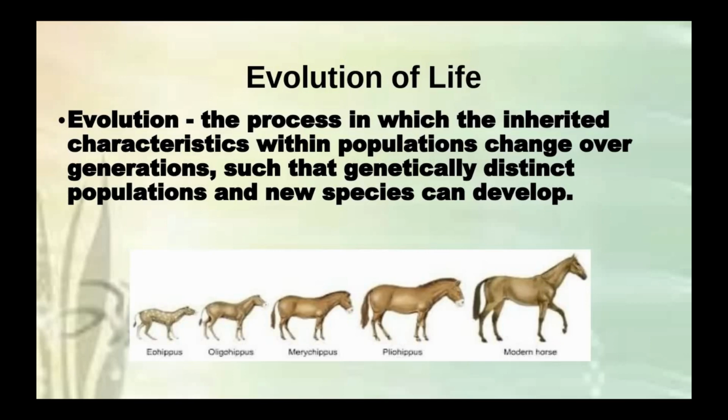Evolution is looking at how populations of organisms change over long periods of time, over multiple generations. So if we look at the modern horse and how it might have looked many, many, many years ago, and how that evolved over time.